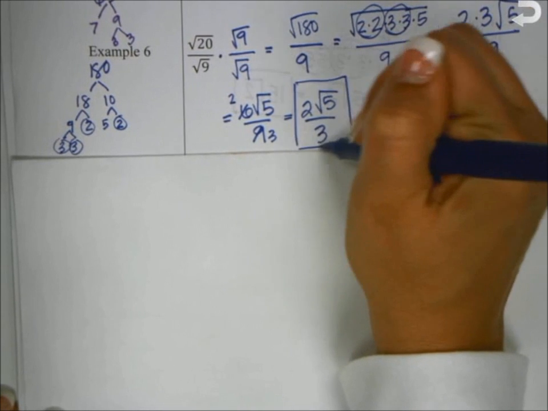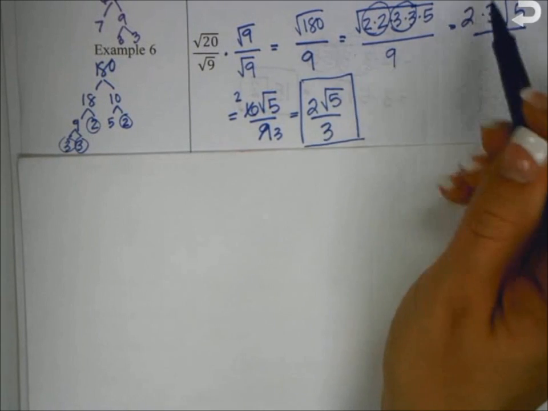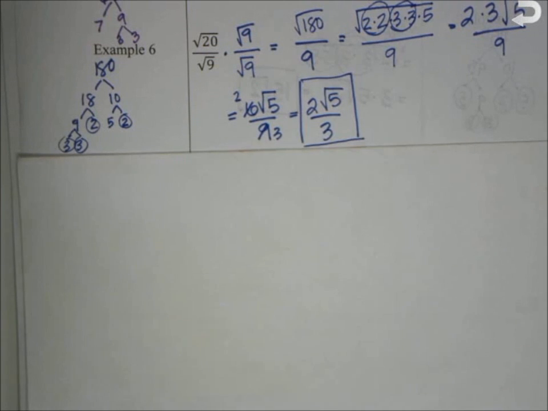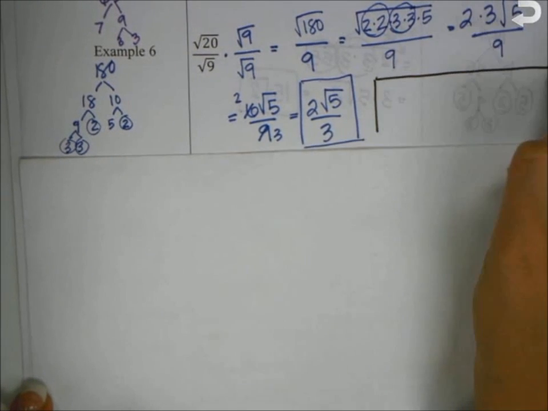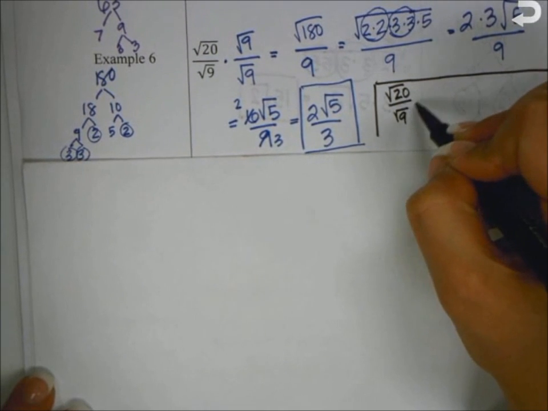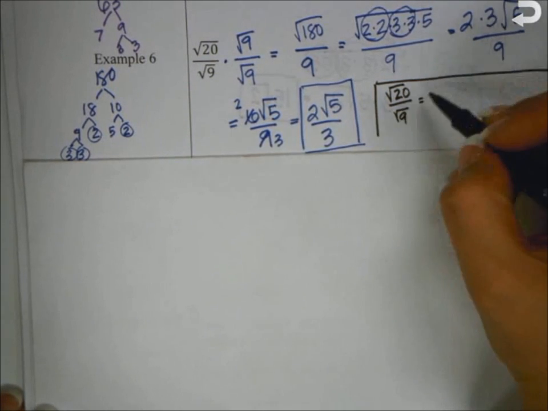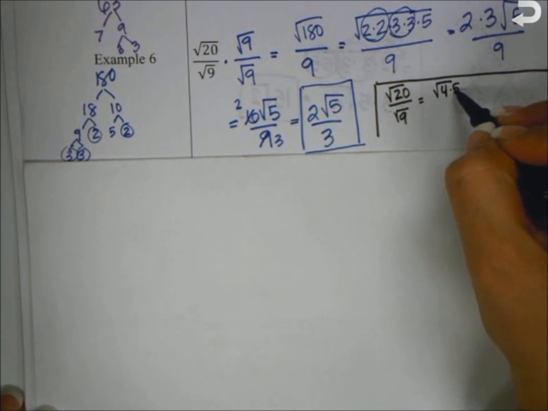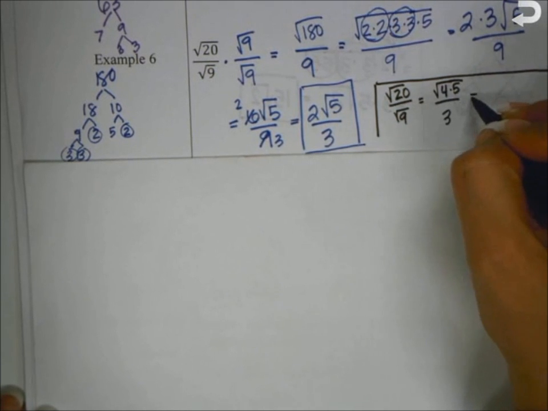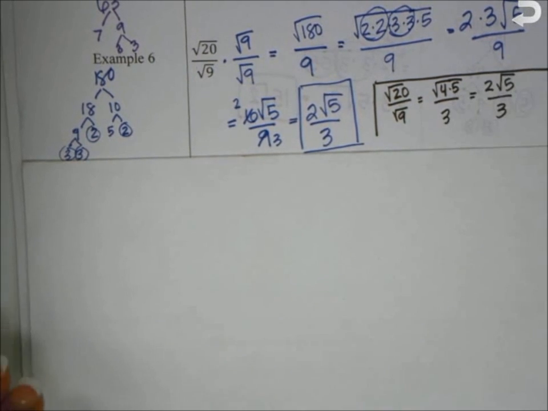Now, could we have gotten to this point without doing all of this work? Yes. We could have taken square root of 20 over square root of 9. Can we simplify square root of 20? Yeah, that's square root of 4 times 5 over, what's the square root of 9? 3. What's the square root of 4? 2. 2 root 5 all over 3. Wasn't that easier? We could have done that first. I wanted to show you that it still works the long way.